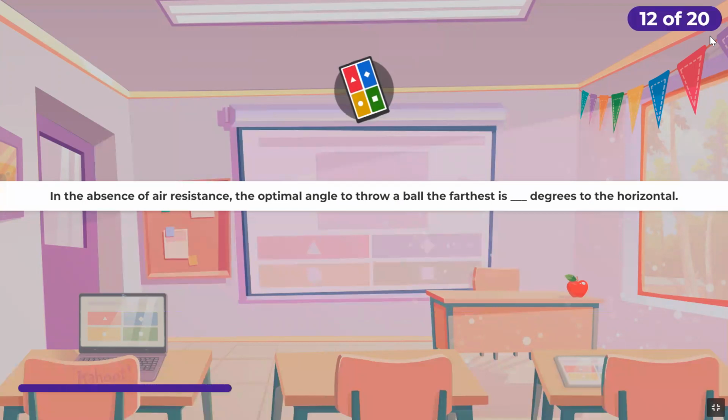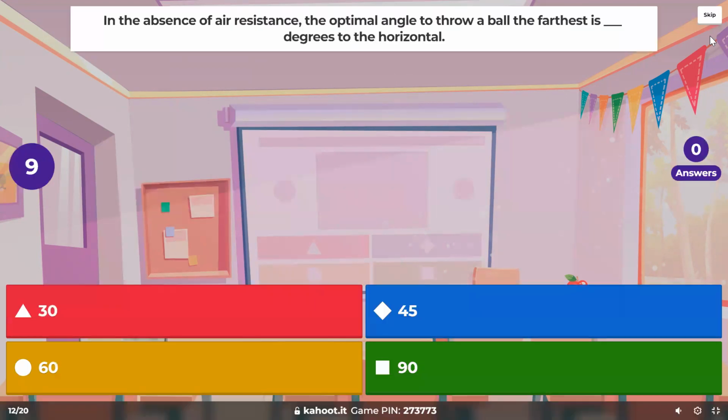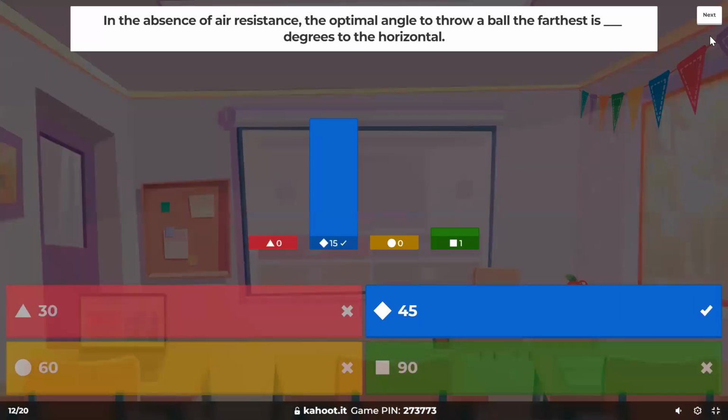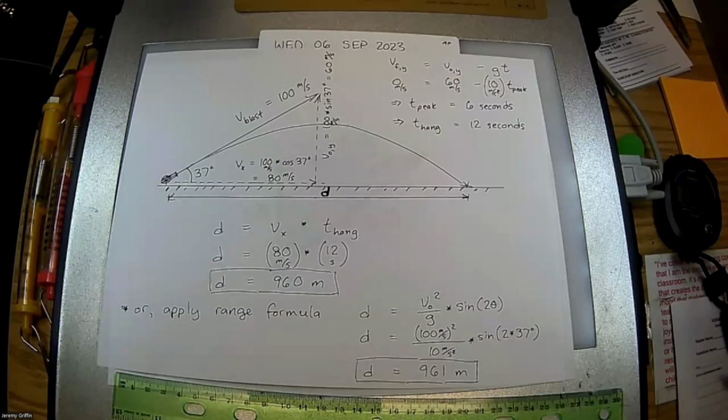In the absence of air resistance, what is the optimal angle to throw a ball the furthest distance? Ooh, take your best guess. Oh, look at you guys go. All right. Because I don't think I even told you guys that. Here, let me kind of explain it though.